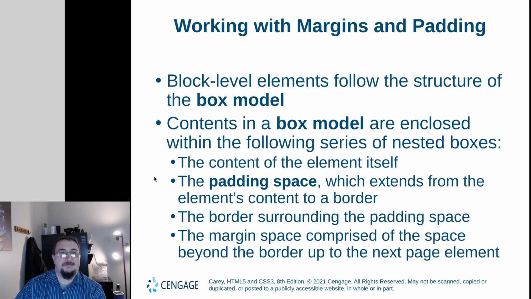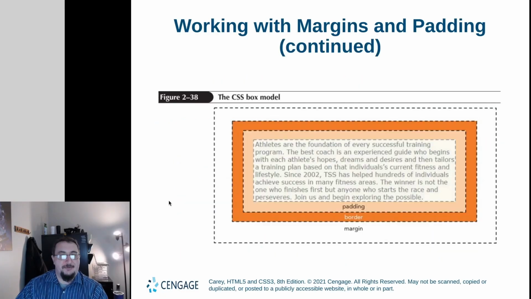You can use the box model for block level elements, which can set padding space, borders, margins, and which is how the space is between each element. For example, here we have margin on the outside, border here, followed by padding, followed by the actual text inside.